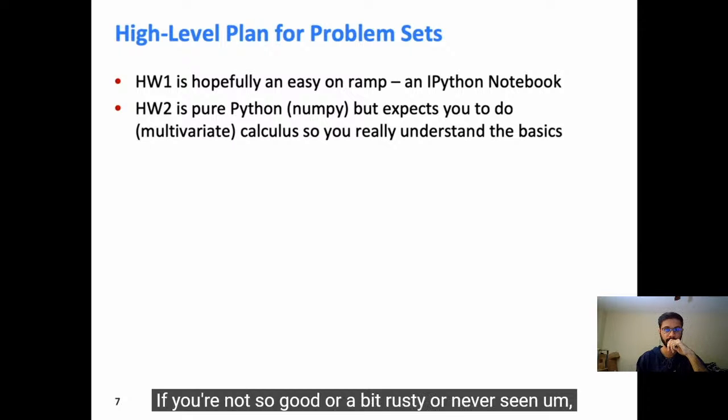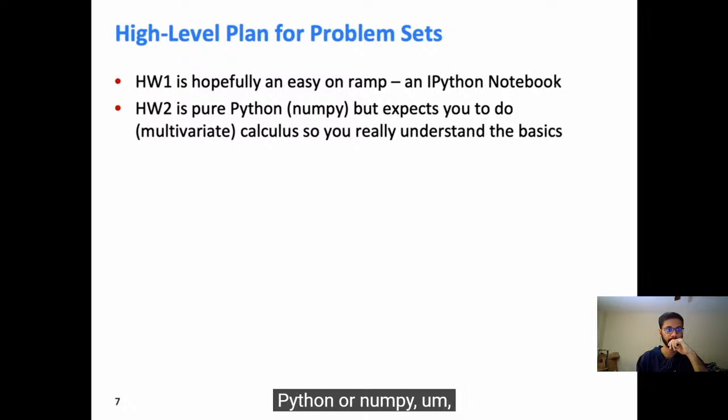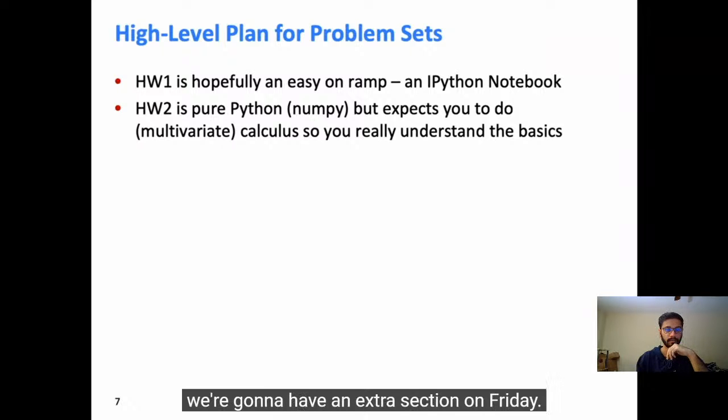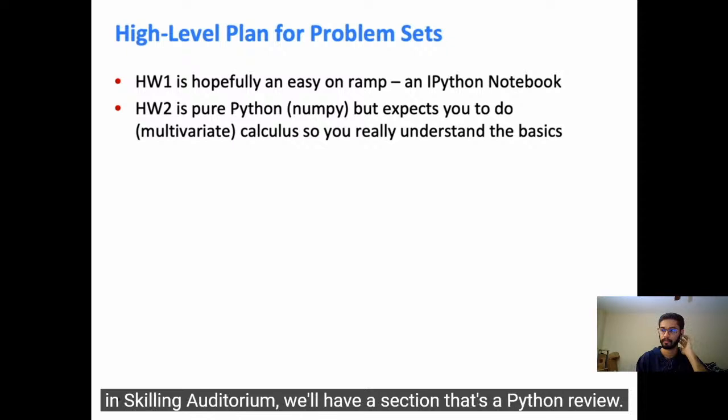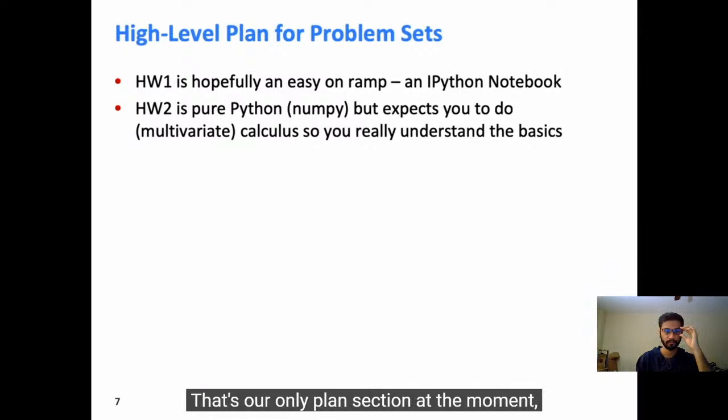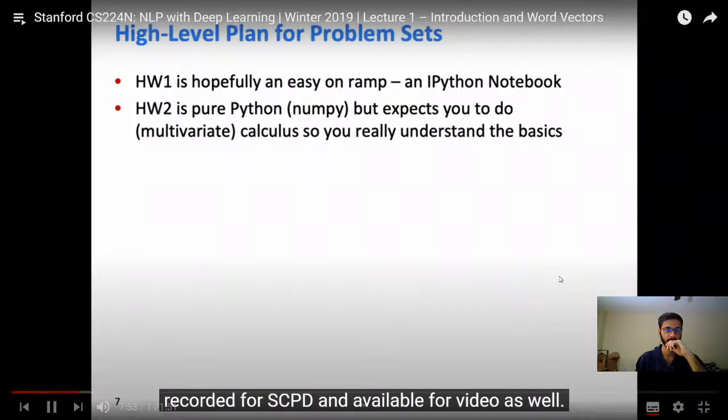If you're not so good or a bit rusty or never seen Python or NumPy, we're going to have an extra section on Friday. So Friday from 1:30 to 2:50 in Skilling Auditorium, we'll have a section that's a Python review. That's our only planned section at the moment. We're not going to have a regular section. So encouraged to go to that. And that will also be recorded for SCPD and available for video as well.